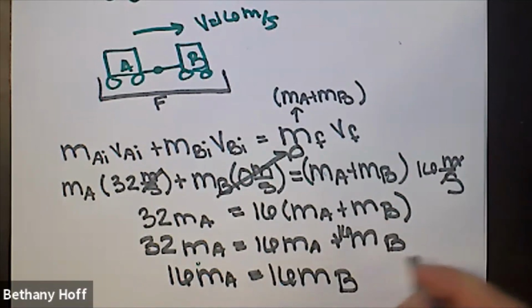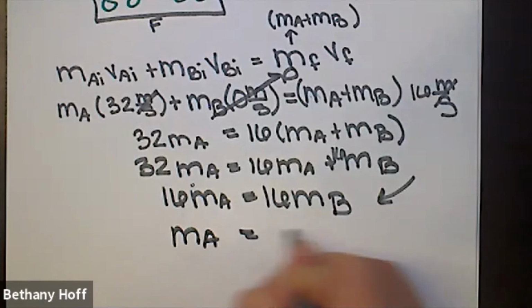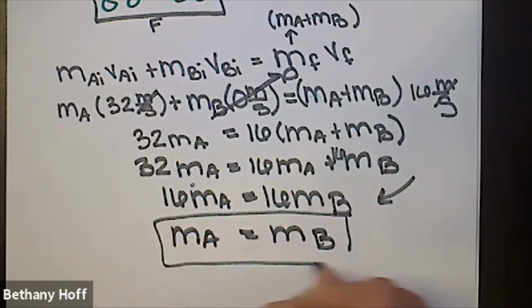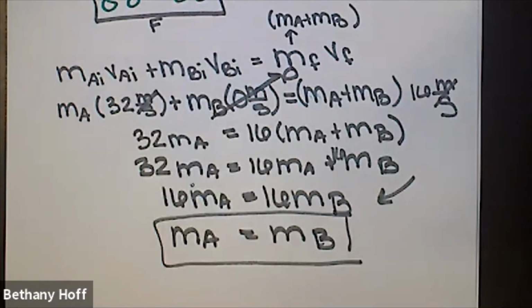Well, what does this relationship tell us? This tells us that the mass of train A is equal to the mass of train B. So that is what we can say based off the scenario that we had, that the masses of the two train cars were the same. We don't know what they were. This 16 doesn't tell us really anything. It just tells us that they are the same. So the mass of train A is equal to the mass of train B.